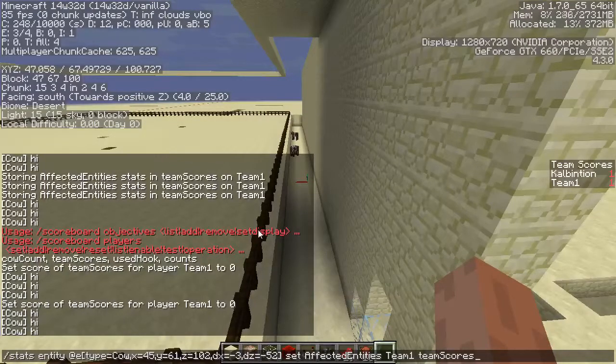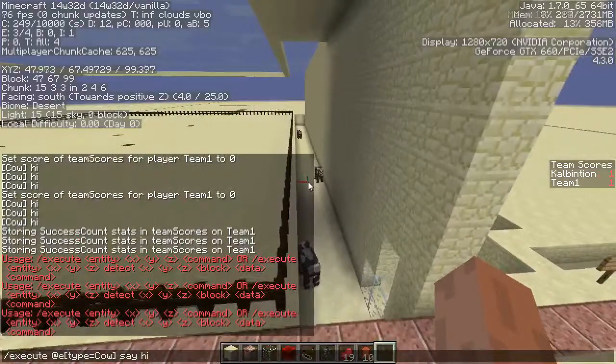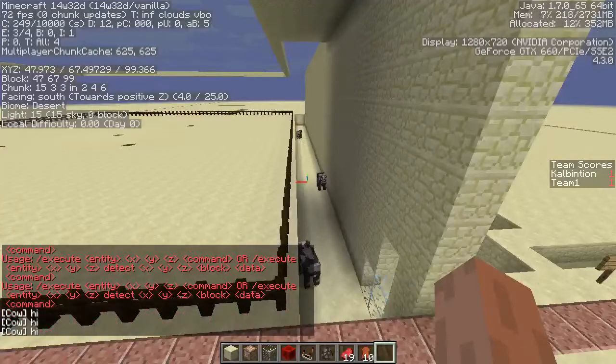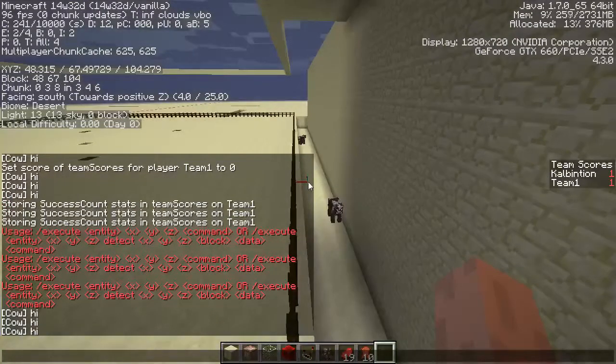Regardless, so set success count. See, team 1 is a player name. The objective is team scores in this particular case, since I'm just testing. So if I run the command, storing success count stats and team scores on team 1, and then I have an execute command targeting entities of type cows, telling them to say hi. Whoops, forget the relative coordinates. I get it, but the team 1 only ends up with 1 instead of the actual count itself.